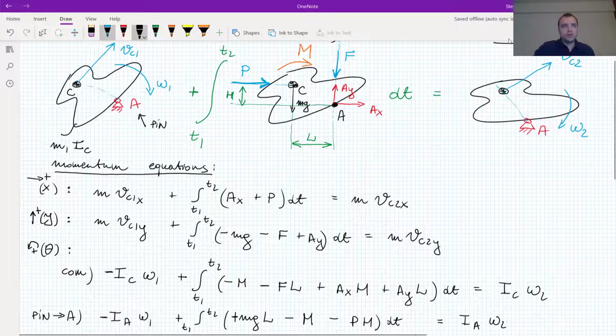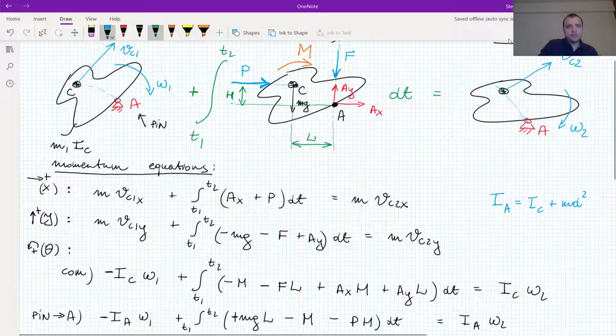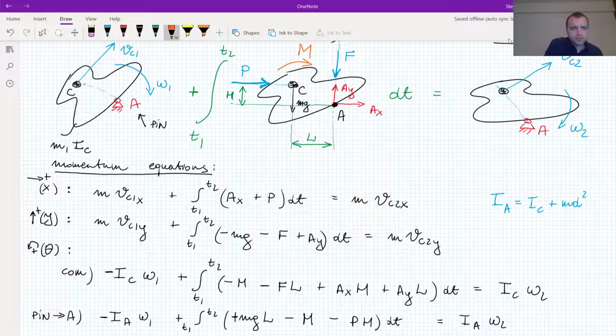Naturally, our IA is equal to IC plus m d squared, where d is this distance. d will be this distance. And this is the parallel axis theorem.